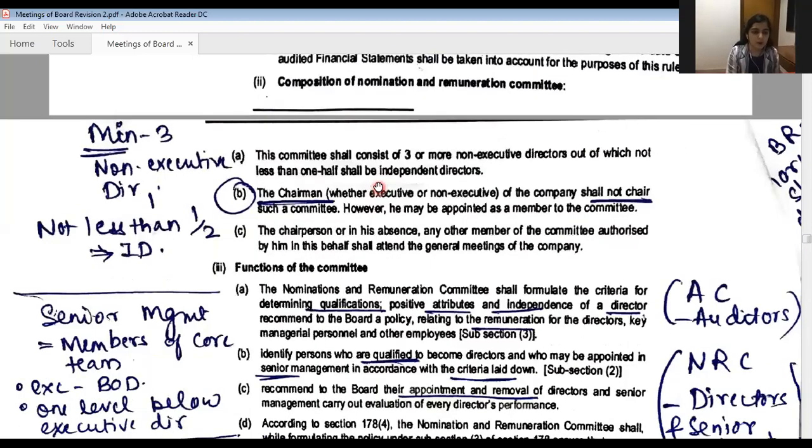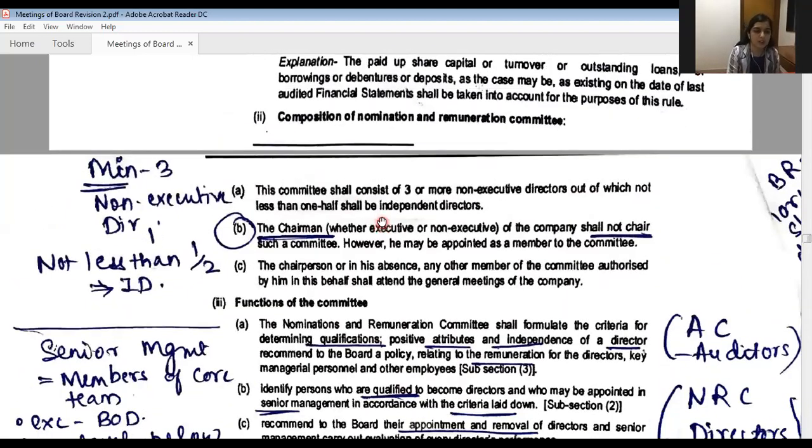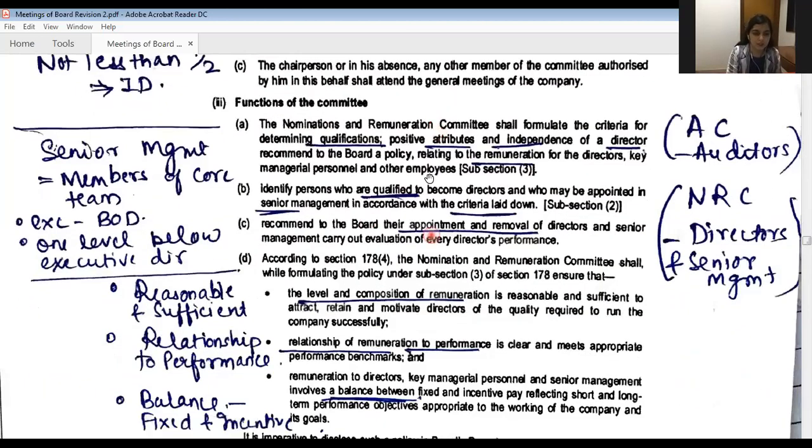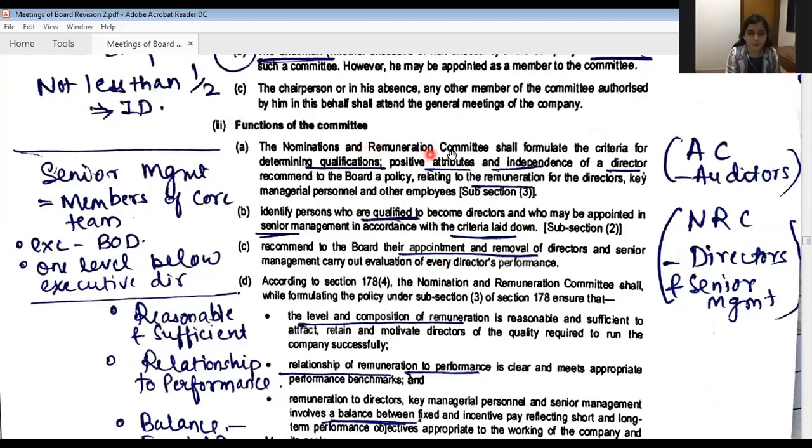Now, what is the composition of the nomination and remuneration committee? It is a minimum of 3 non-executive directors. The committee shall consist of a minimum of 3 non-executive directors and not less than half shall be independent directors. Then the chairperson shall not chair such committee. Now, what are the functions of the nomination and remuneration committee? Now, the audit committee deals with auditors. Then the nomination and remuneration committee deals with directors and senior management.